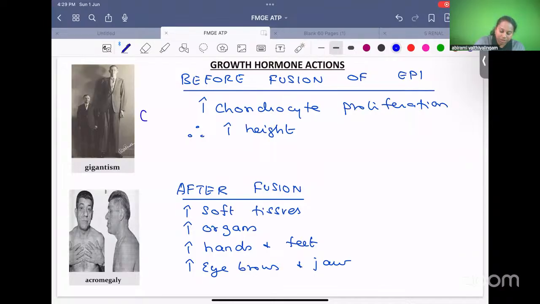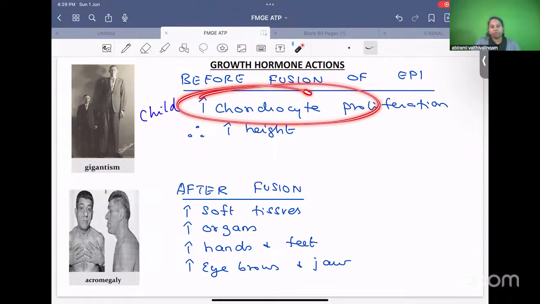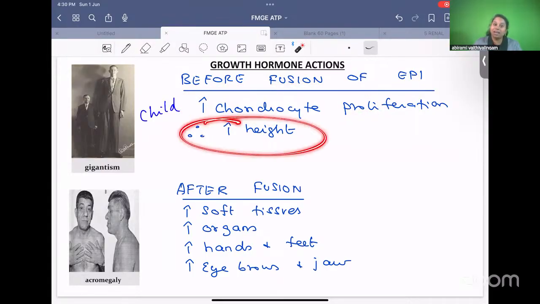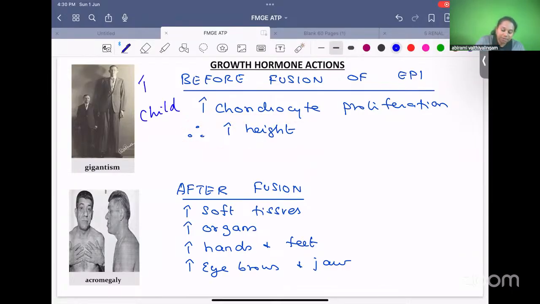in a child, growth hormone increases chondrocyte proliferation. If you increase chondrocyte proliferation, you can increase the height of the child. That is why excessive levels of growth hormone in a child result in gigantism. The height of the child will be more. So excessive levels of growth hormone in a child is called gigantism.